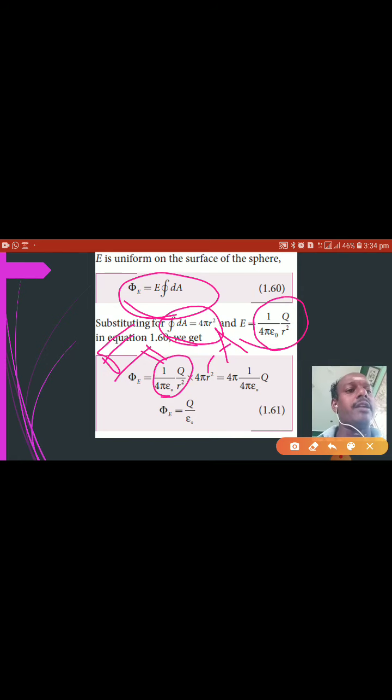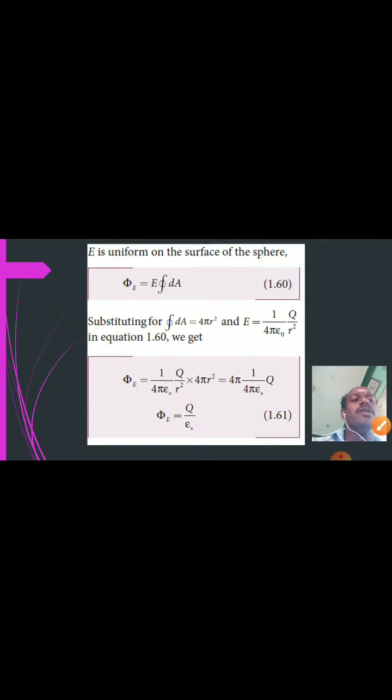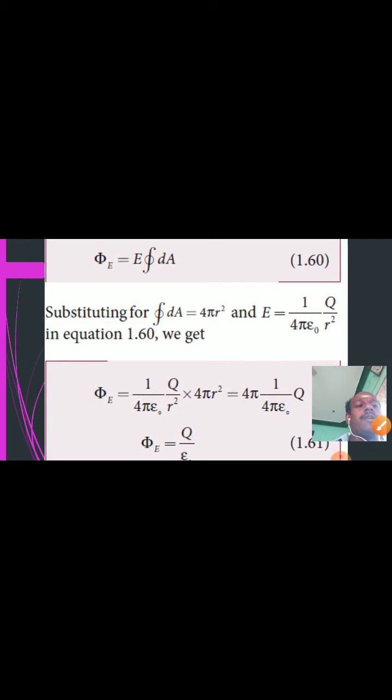So when I multiply E into A, I will get 4 pi into 1 by 4 pi epsilon naught into Q. So I can cancel 4 pi. So finally I will get Q by epsilon naught. So this is the explanation for the electric flux.